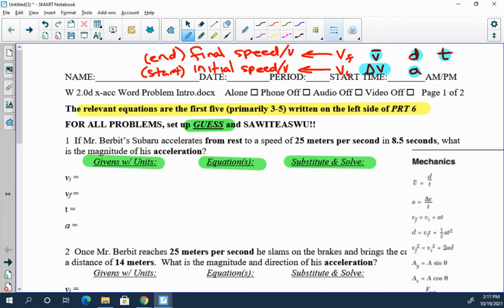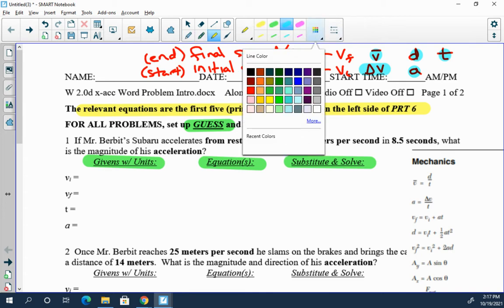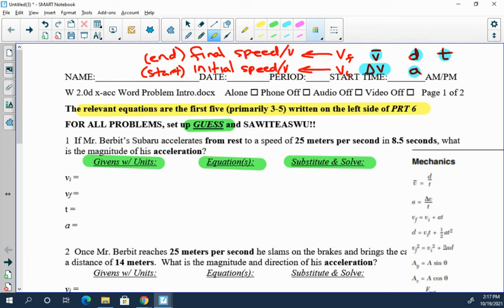So let's get back to this question right here. Now, in bold are the givens. So it's kind of a giveaway, a givens giveaway. Here it is. Let's go to a nice light color. This one. All right. Mr. Burbitt's Subaru accelerates from rest. That is a given. To a speed of 25 meters per second. That's a given. In 8.5 seconds. That's a given. What is the magnitude of his acceleration? That's a given. So there are actually 4 givens presented here. Let's label them so we have an idea of what we're dealing with. And then all the other problems are the same way.